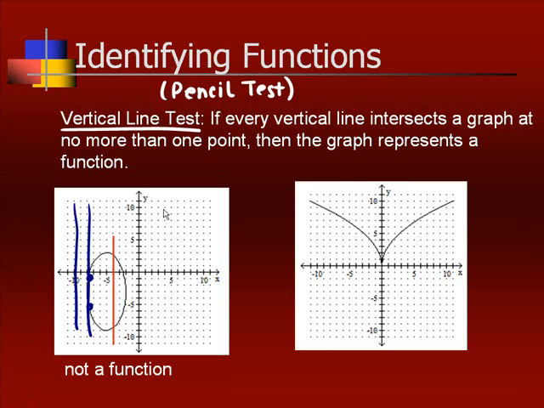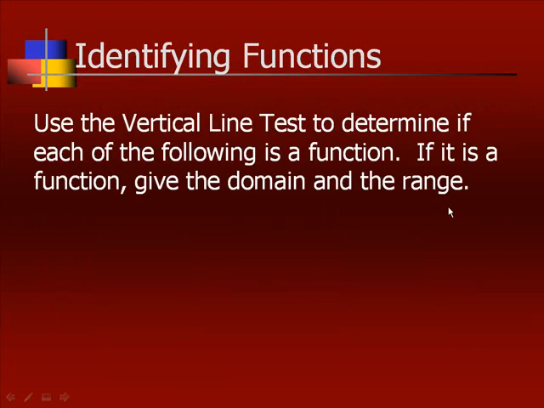Okay? Let's do a different graph. Let's say we've got one like this. Vertical line here, we hit it in one spot. Vertical line here, one spot. Vertical line here, one spot. Vertical line here, one spot. As long as you can do that all the way across and you touch the graph in only one spot, then we have a function.